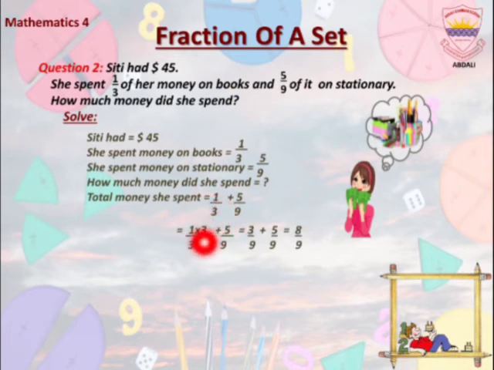Firstly students, we same the denominators. When we multiply 1/3 by 3, we get 3/9. Now students, here the denominators are same, 9. Now we add our numerators. 3 add with 5, we get 8/9.